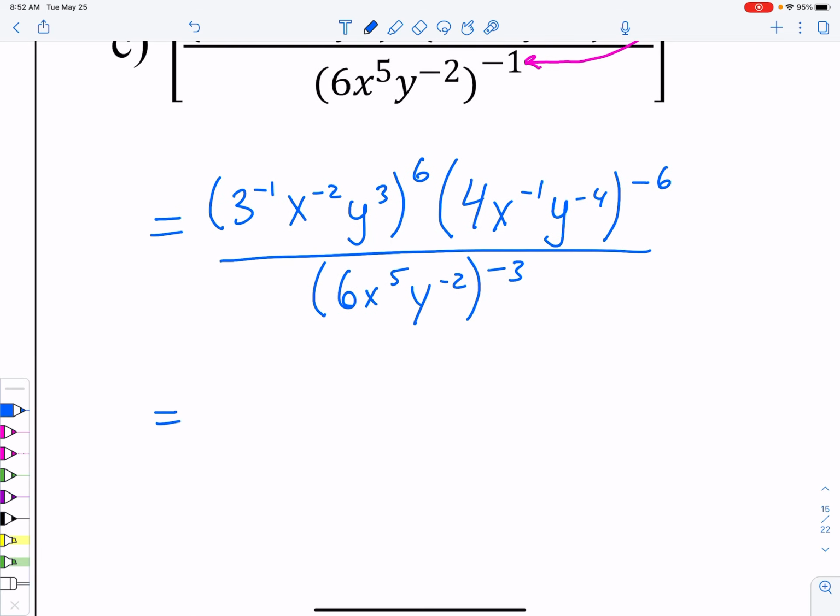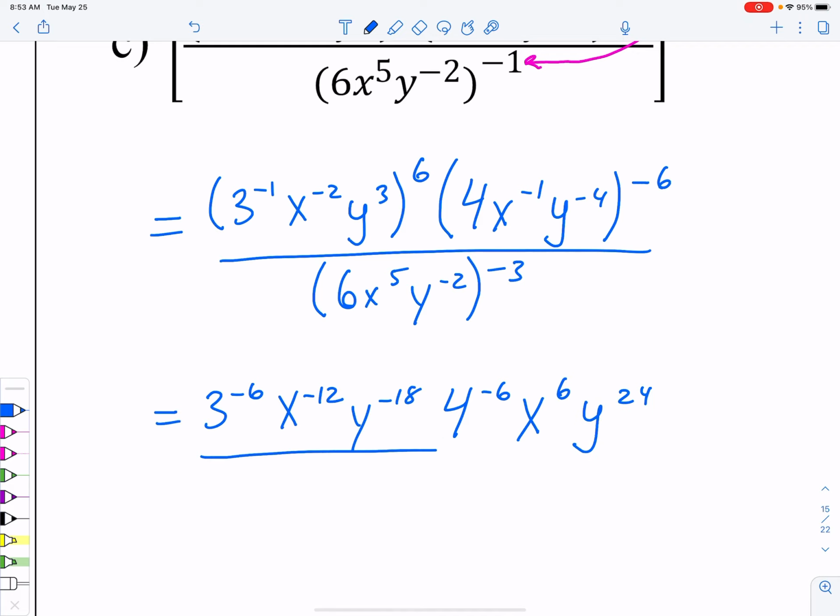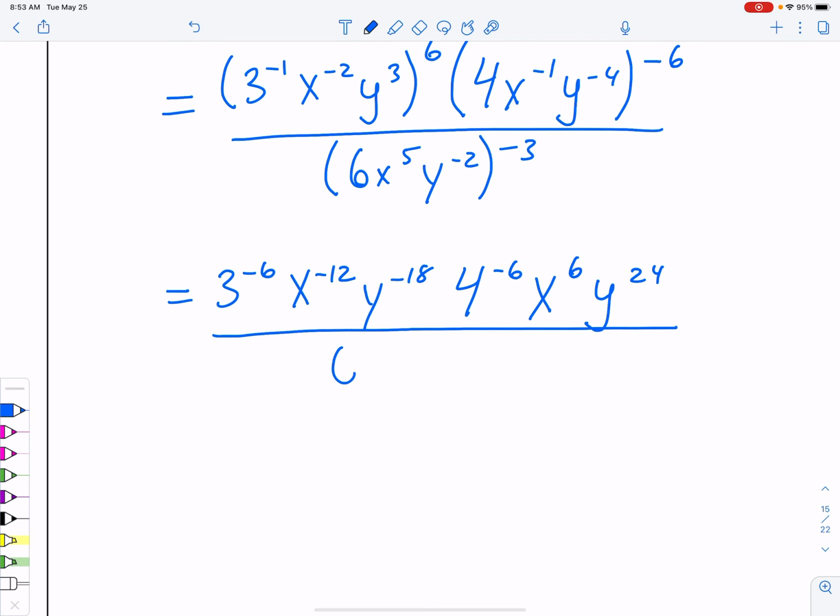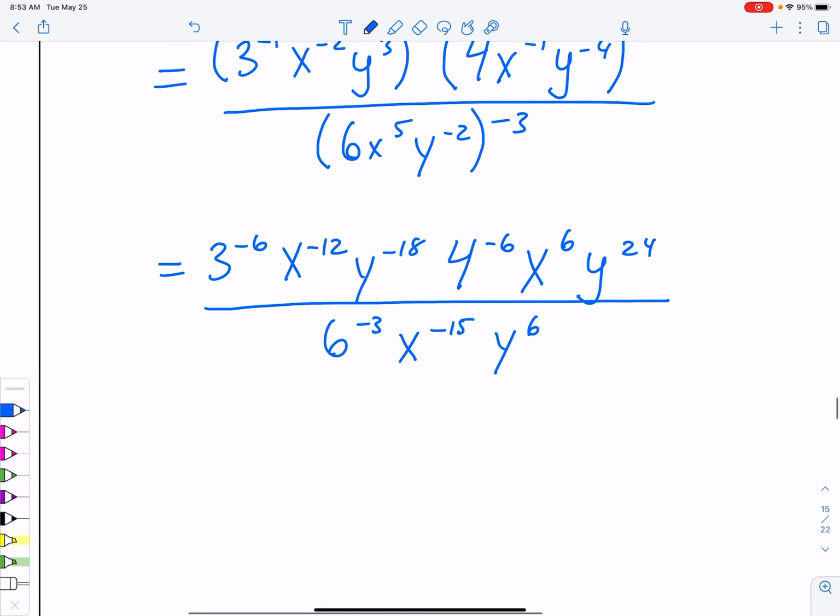When we do that, we get 3 to the negative 6, x to the negative 12, y to the negative 18, 4 to the negative 6, x to the 6, y to the 24, all over 6 to the negative 3, x to the negative 15, y to the 6. So now we need to look for like terms. First we'll look for 3. There's no other 3. We'll move on to our x.